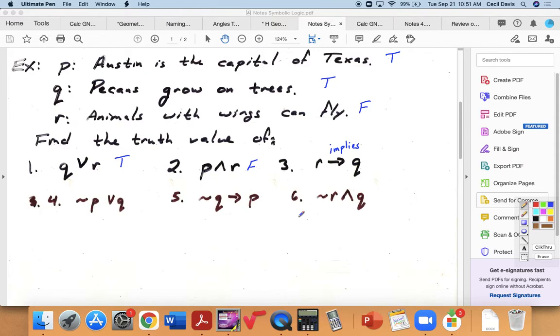Okay? So with this one, the hypothesis is false, right? Nothing else matters. If the hypothesis is false, this is a true sentence, and that bugs students. They don't like it.